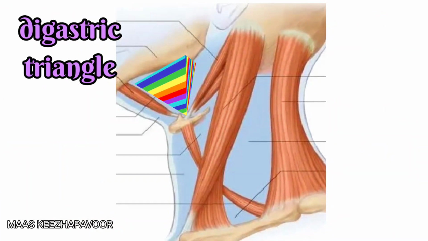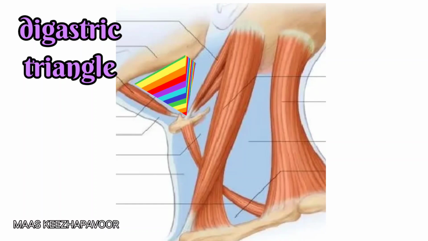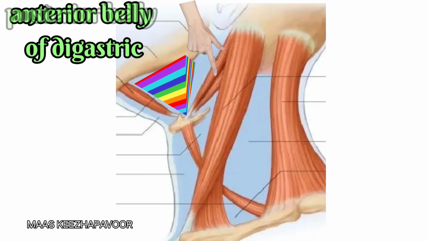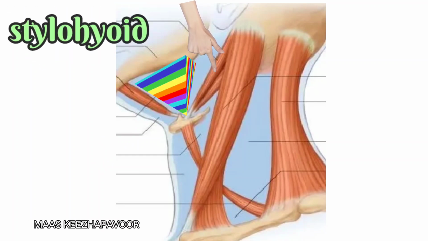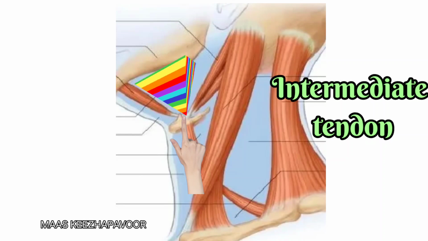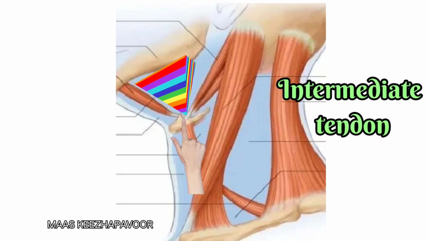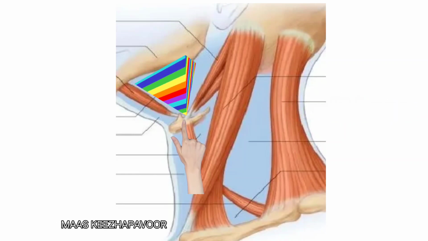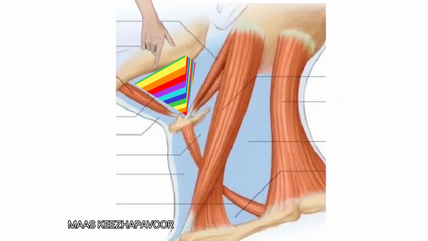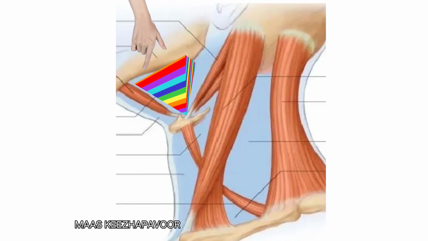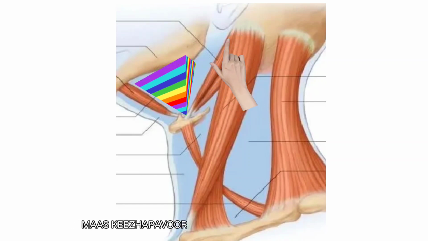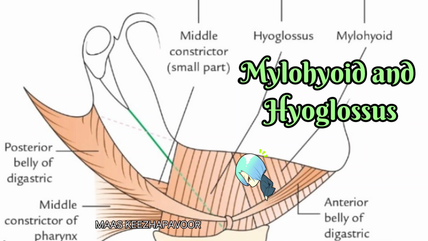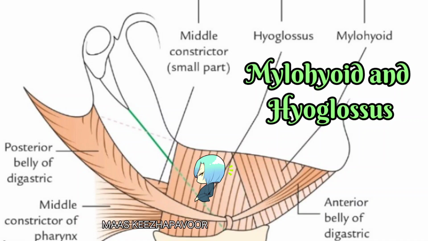The digastric triangle is bounded anterior-inferiorly by anterior belly of digastric, posterior-inferiorly by posterior belly of digastric, and stylohyoid. Apex of the triangle is the intermediate tendon of digastric muscles, which is attached to the hyoid bone by fascial sling. The base of digastric triangle is the base of mandible, an imaginary line drawn from angle of mandible to mastoid process. The floor is formed by mylohyoid and hyoglossus muscles.